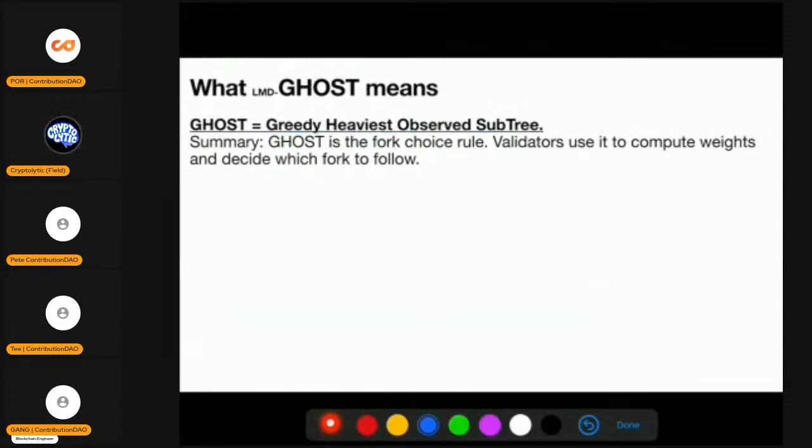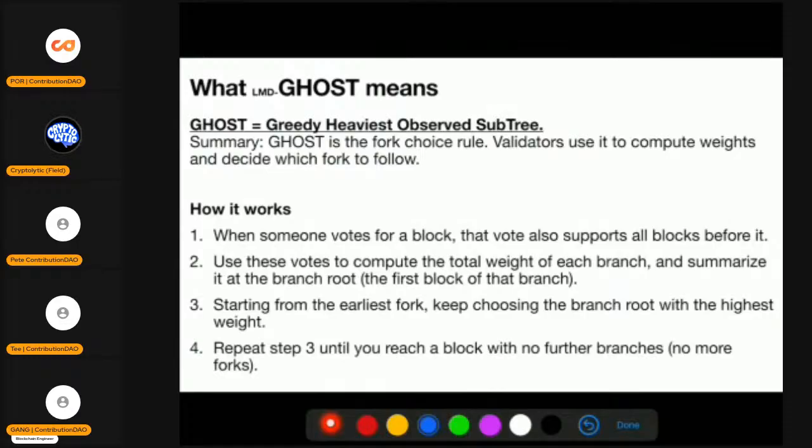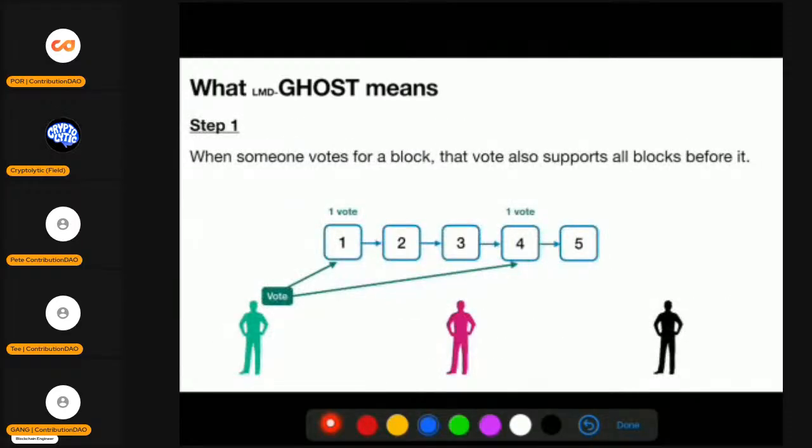Okay, so how does it work? There are four steps here, but I would not talk. I will use the infographic to explain it. It will be easier to understand.